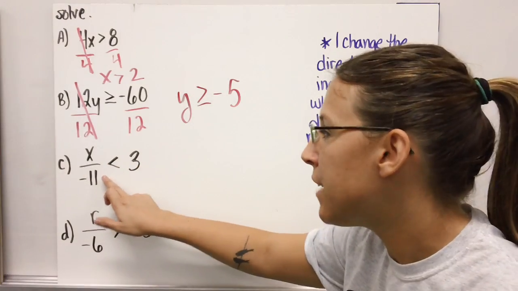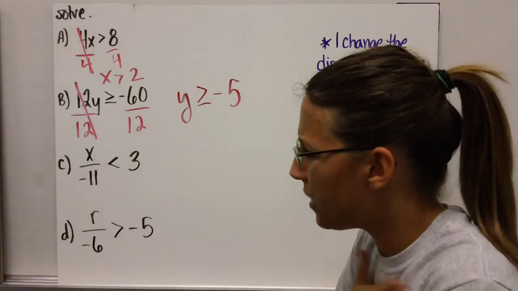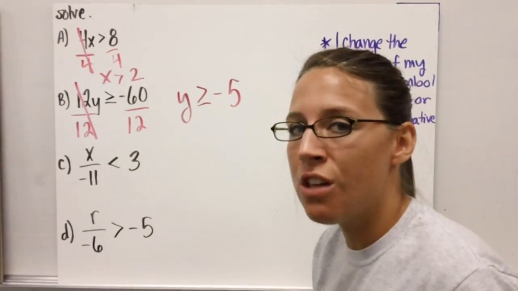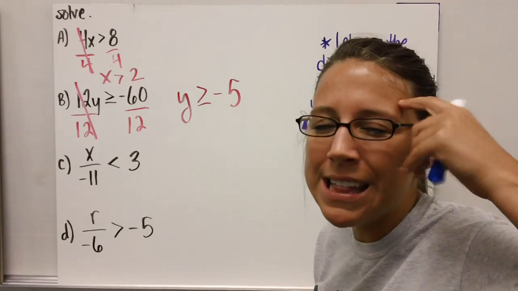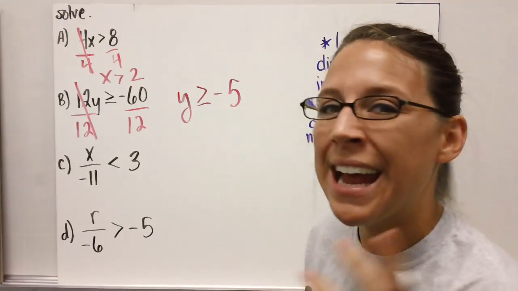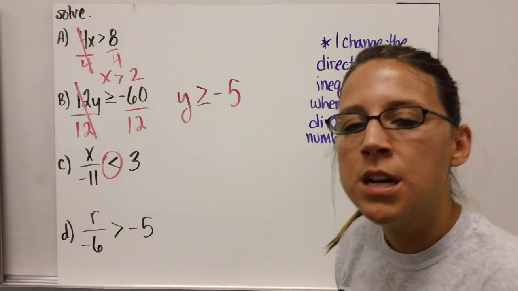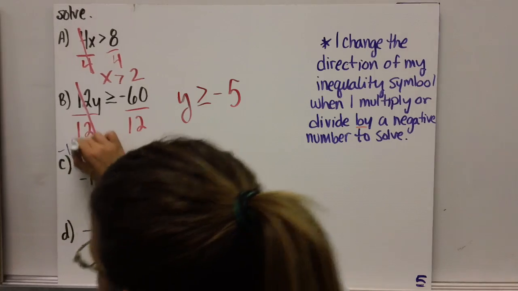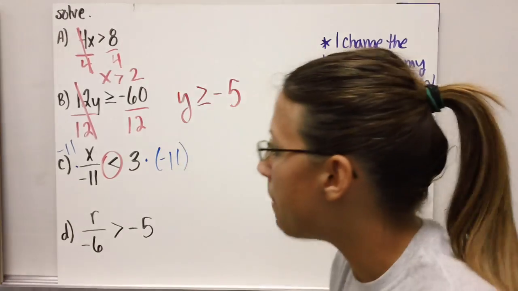X divided by -11 is less than 3. Now the opposite, excuse me, of division is multiplication. So in order to get x alone, I need to multiply both sides by -11. When you immediately hear yourself think, or when you say out loud, multiply by -11, I want you to circle that inequality symbol to help you remember to change it. Because you're going to multiply by -11, and sorry that's not really on the screen very well, but times -11 on both sides.